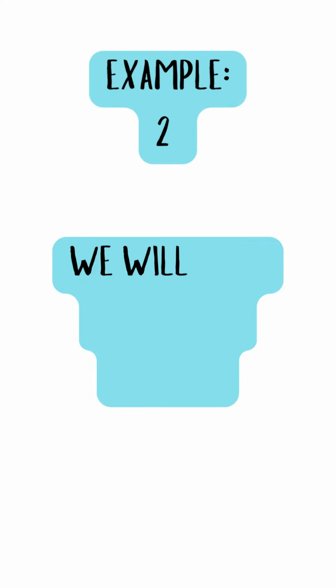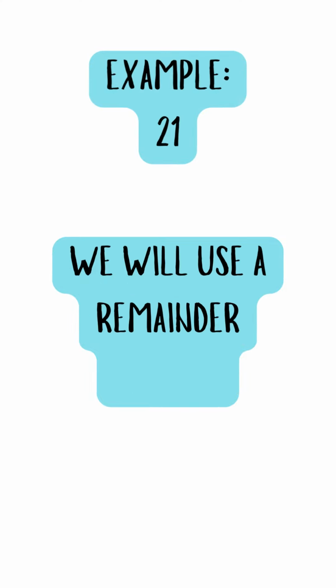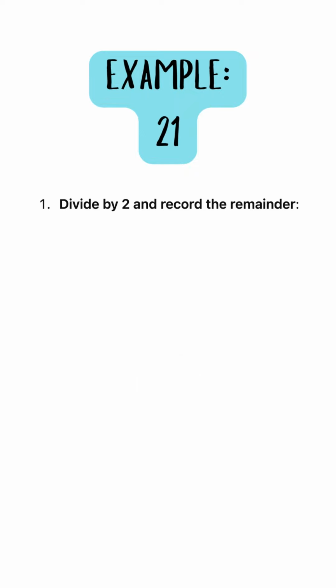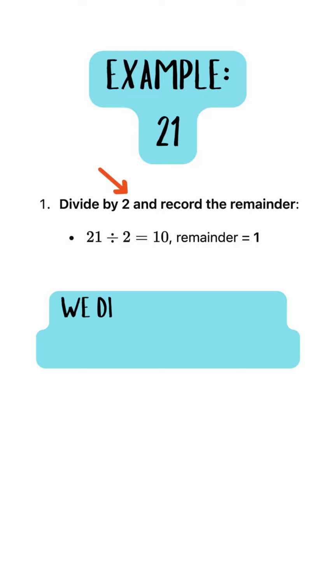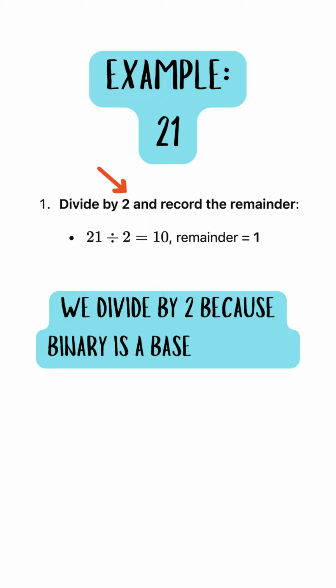Let's take 21 as our example of a decimal number and use a remainder method to turn it into binary. In this method, we're going to divide by 2 and record the remainder. So let's start with 21 divided by 2, which is 10. The remainder is going to be 1 and we're going to record 1. Now we're going to use 2 here because binary is base 2. And if it was anything like hexadecimal, which is base 16, we would use 16 over there.